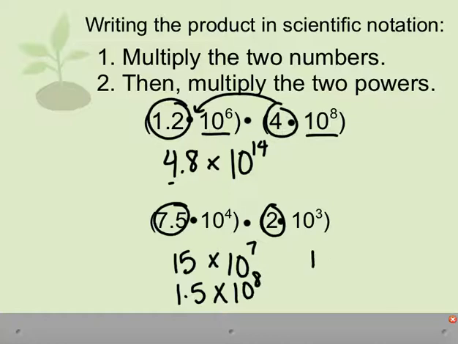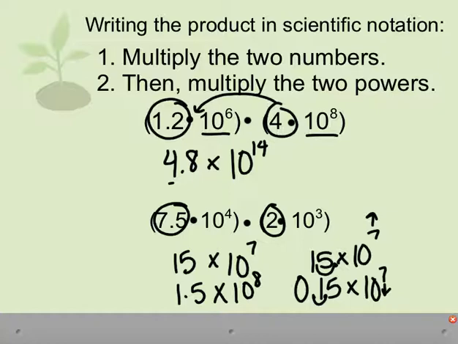Another way to remember this is if I have 15 times 10 to the 7th, right now I have the decimal place back here. If I move it back one space, that means I need to move my exponent up. Or let's say I started off with 0.15 times 10 to the 7th. Well, then I move my decimal forward, and so I have to move my exponent down. Or you can think about it as I needed one of those 10s to multiply by our 0.15 to get it to 1.5.